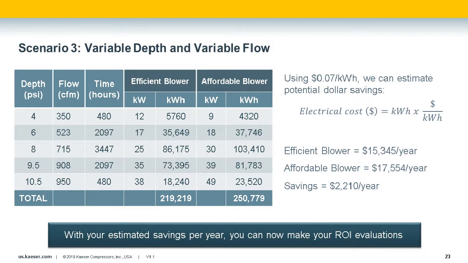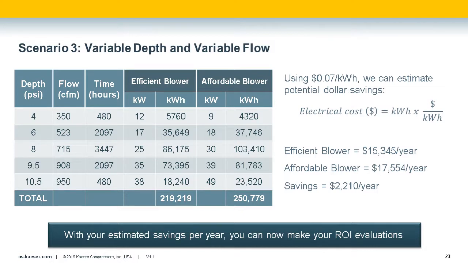Okay, here we find the results of our modeling. The first point to consider in the reduction in power costs is the comparison to the previous example. Adding the VFDs and varying flow with varying fluid depths reduced the power by 20%, 319,000 versus 250,000 for the affordable blower.